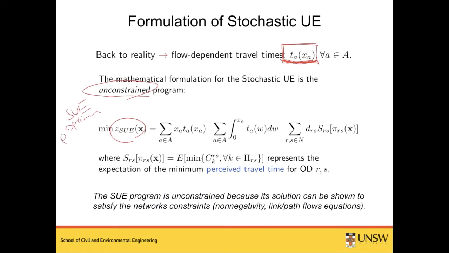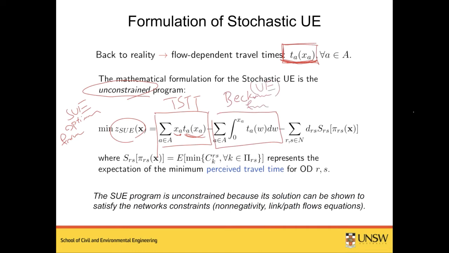optimization formulation, which says, what is the first term? Summation of the volumes multiplied by the travel times. That is actually TSTT, right? Total system travel time. Minus summation of the integral of t_a. This is actually my Beckmann function, or my UE objective function, right?